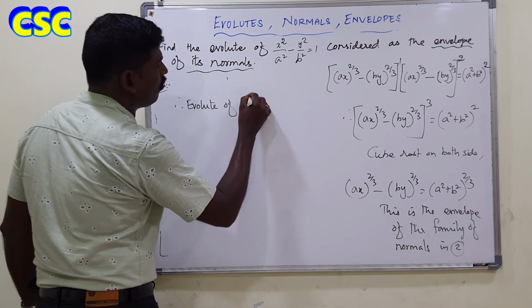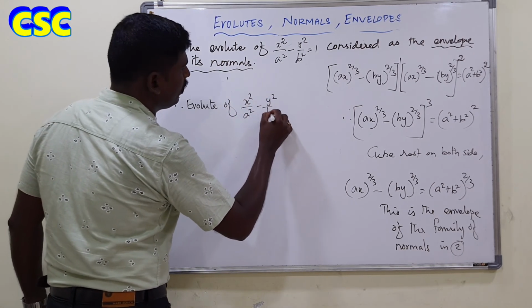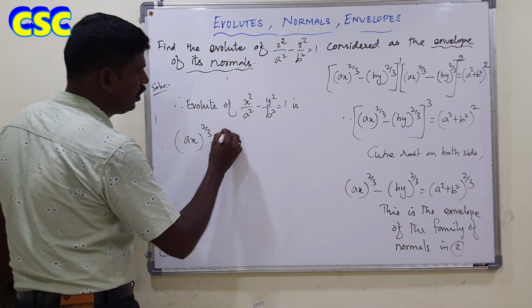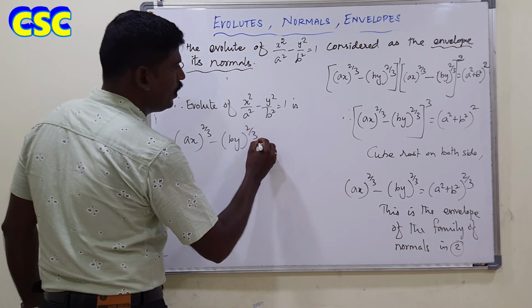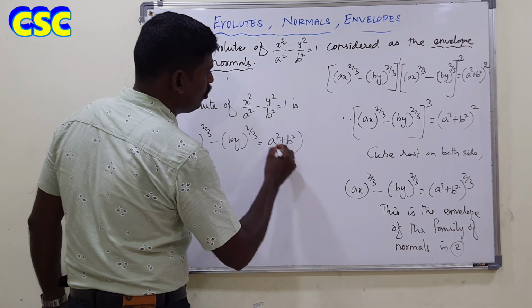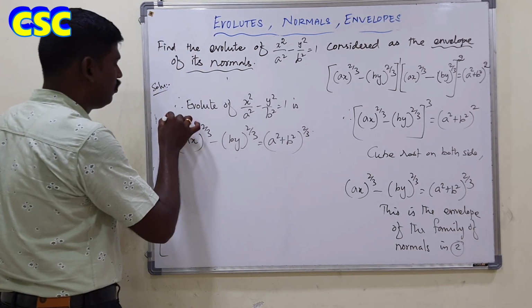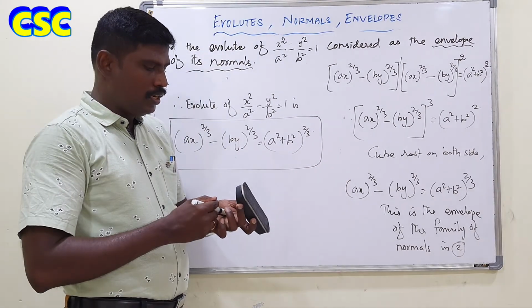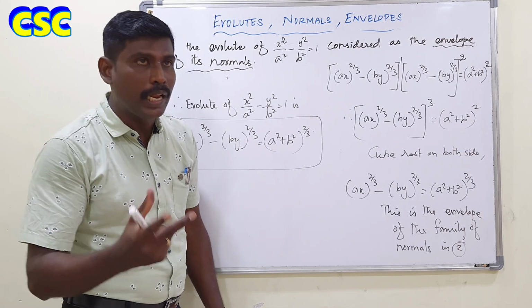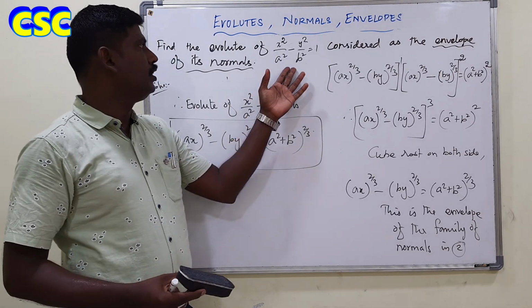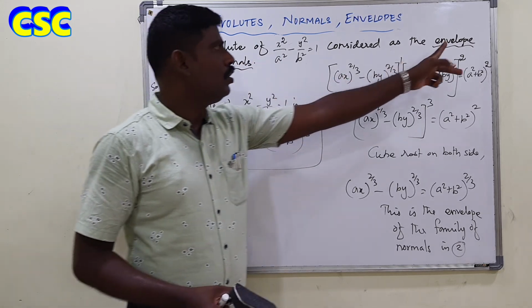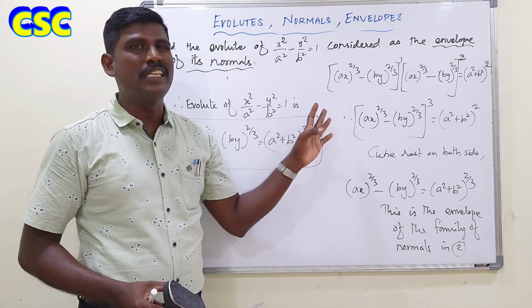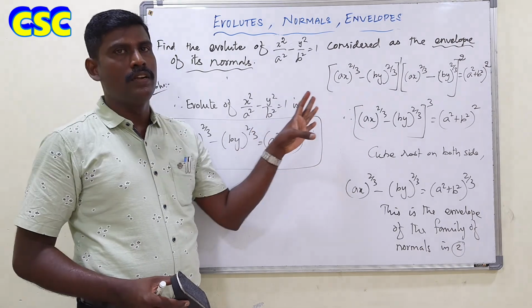Therefore, evolute of the given curve x square by a square minus y square by b square is equal to 1 is ax power 2 by 3 minus by power 2 by 3 is equal to a square plus b square to the whole power 2 by 3. That's all. So these are all most important questions in finding the evolute of the given curve through envelope of its normals. So now I found the evolute of the hyperbola through envelope of its normals. Okay. So these are all the problems asked in 16 mark questions. So give most importance to such kind of problems.